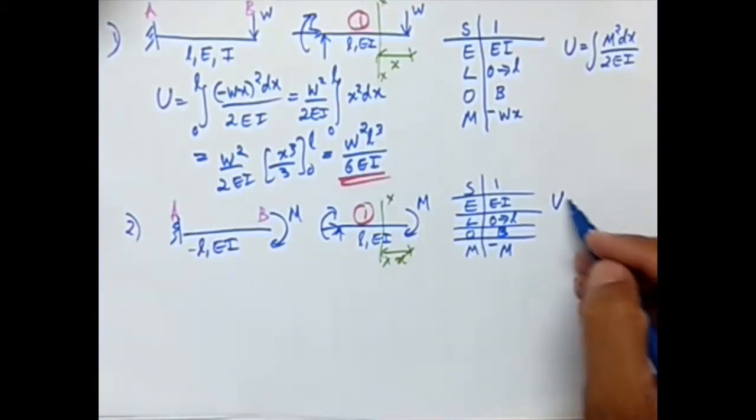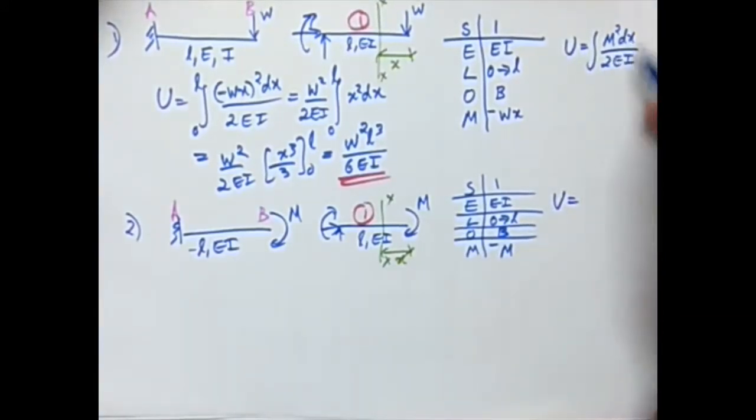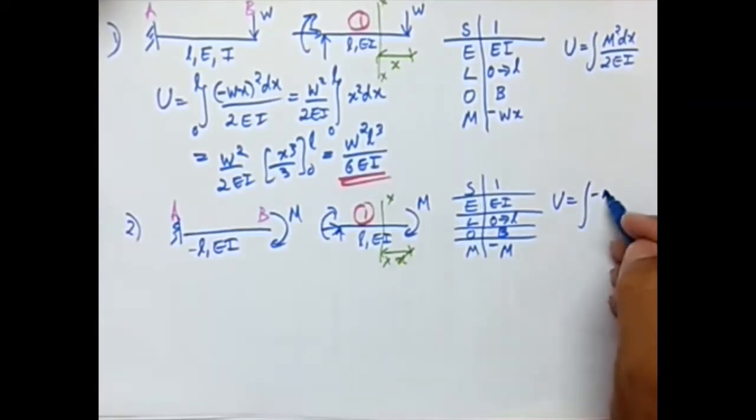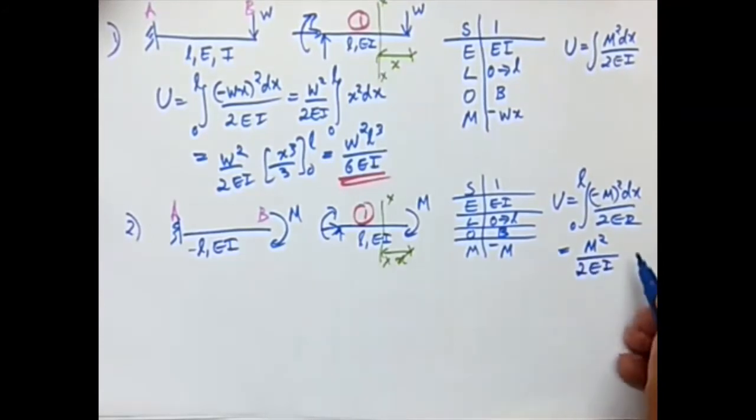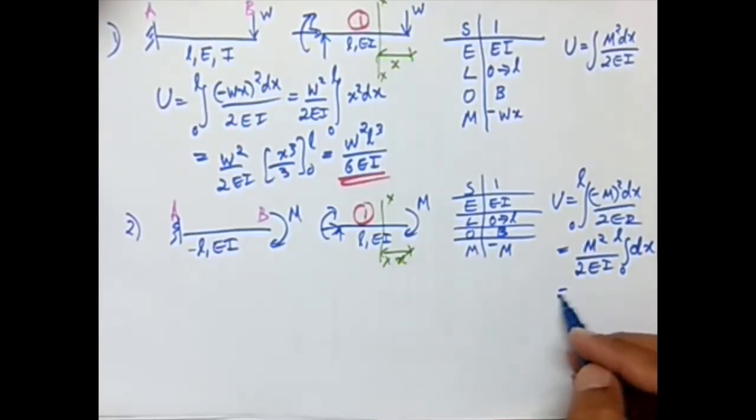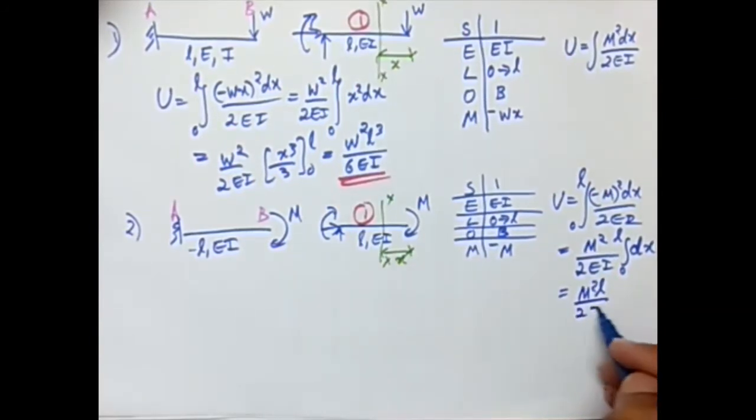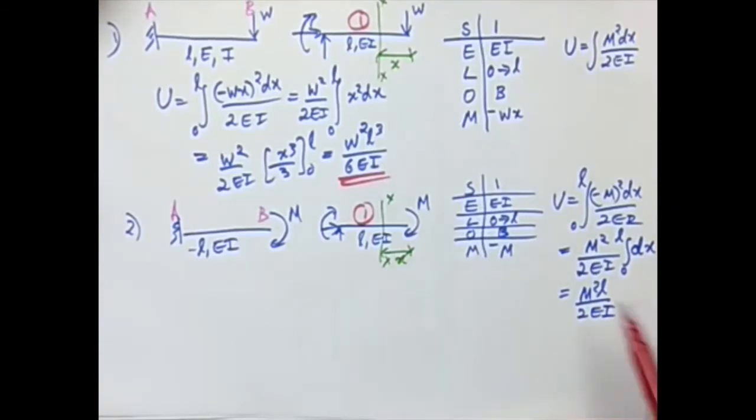Now I can use the strain energy equation, that is integral M square dx by 2 EI. So integral of minus M whole square dx by 2 EI, and the limit is 0 to L. Minus M whole square becomes M square, which is constant. So M square by 2 EI, then what is left is integral from 0 to L of dx, which is x within the limit 0 to L, so it becomes L. I'm going to get the answer as M square L by 2 EI.